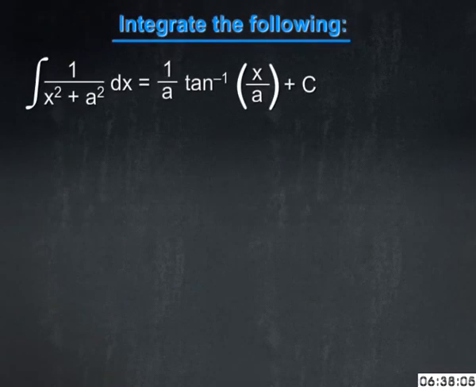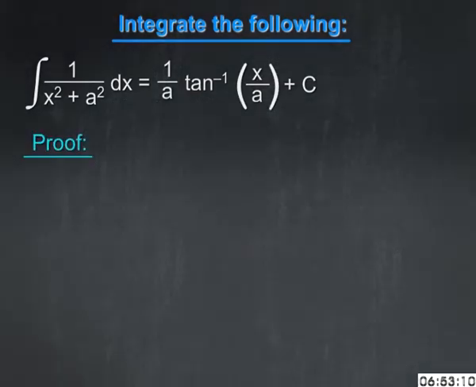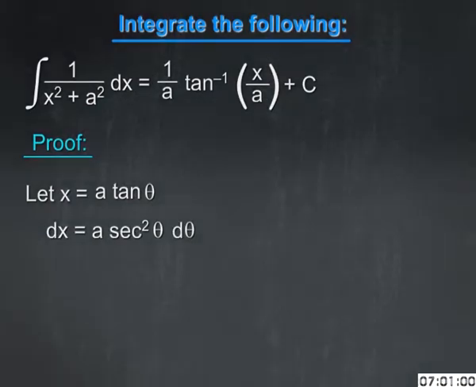Now let us consider the integral of 1 upon x square plus a square with respect to x, that is equal to 1 upon a into tan inverse of x upon a plus c. Now let us see its proof. Let x is equal to a into tan theta. Now differentiating both sides, we get derivative of x is equal to a into secant square theta into derivative of theta. Or we can say that theta is equal to tan inverse of x upon a.